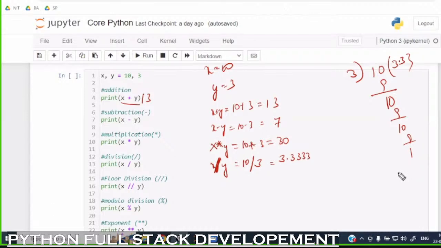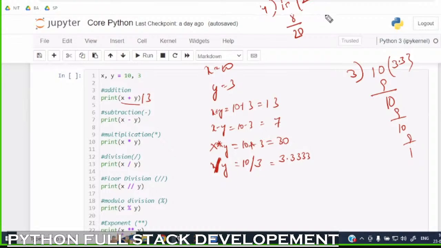For example, 10 divided by 4. If you take 10 divided by 4, 2 times 4 is 8. The remainder is 2. You keep a dot, and you get 25. 4 fives are 20 and the remainder is 0. Means you continue the division till you get the remainder as 0. That is called division.